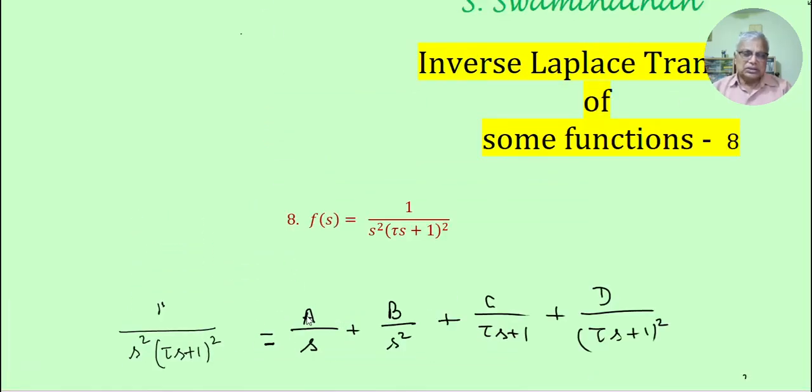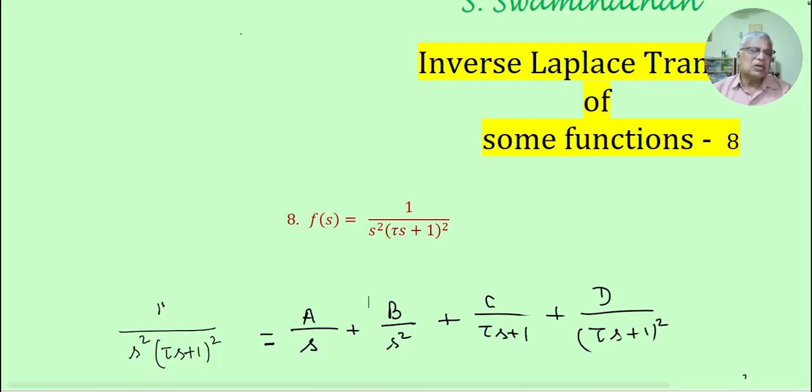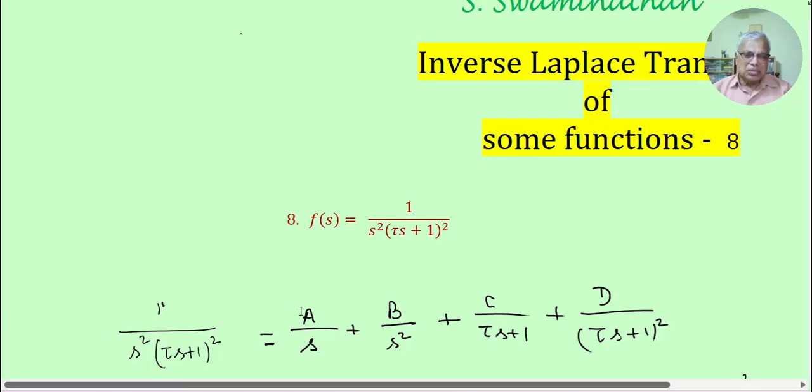So if you split this, it is A by s, B by s square, because s is repeated. So you would have A by s and B by s square. Similarly, tau s plus 1 is repeated, so C by tau s plus 1 and D by (tau s plus 1) whole square.